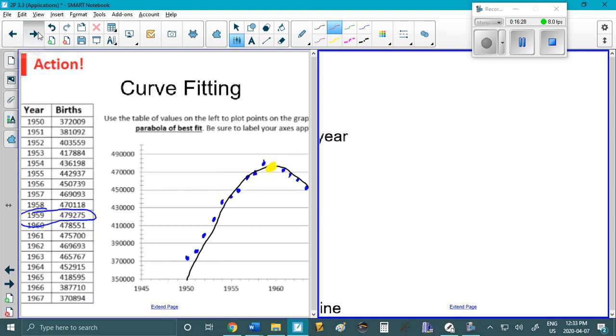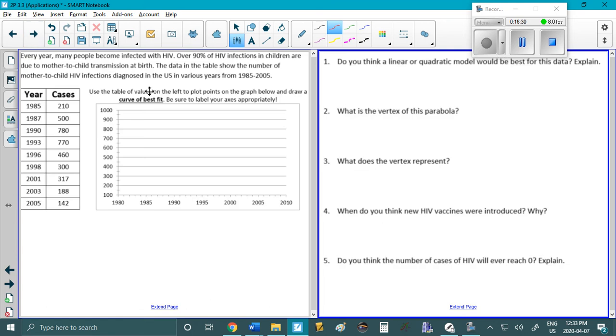Okay, so the last thing I want you to do is do the same thing here. This is with cases of HIV infection. The numbers are easier on this one than the one we just did together. So give that a shot, and again, the answers will be posted at 3 o'clock. Okay, good luck, folks.